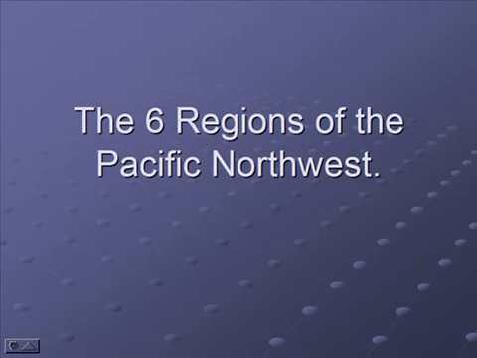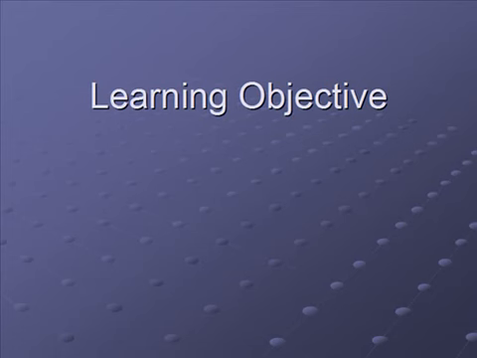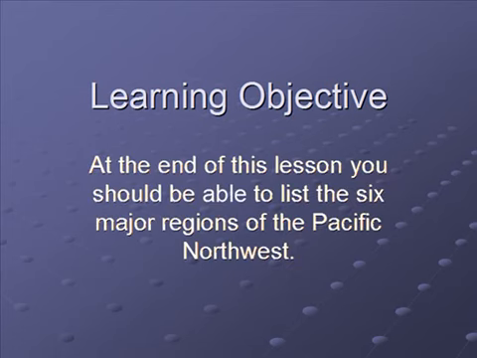In this lesson, we're going to look at the 6 regions of the Pacific Northwest. This is just a brief introduction to each of the 6 regions. The learning objective for this lesson is: at the end of this lesson, you should be able to list the 6 major geographic regions of the Pacific Northwest.